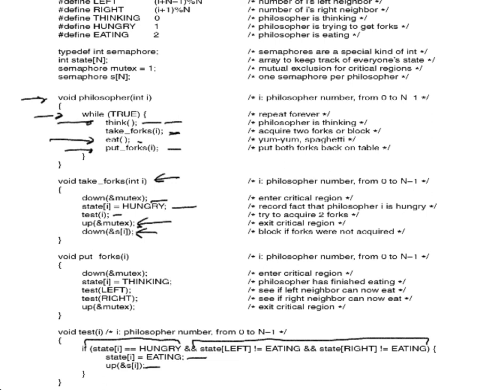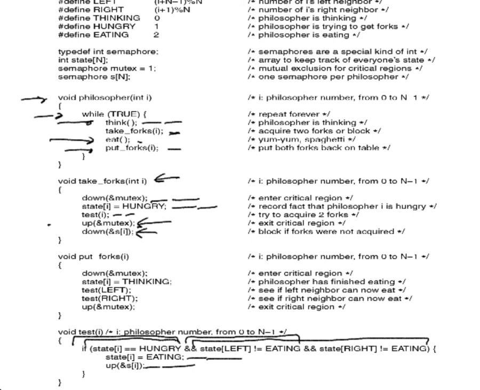Now this time, let's say I think, then I come to take forks, I enter the critical region, I set my state to hungry, I call test, I come in, yep, hungry. But let's suppose one of my neighbors is eating. So I do not set my state to eating, and I do not call up on that semaphore. I just return from test.